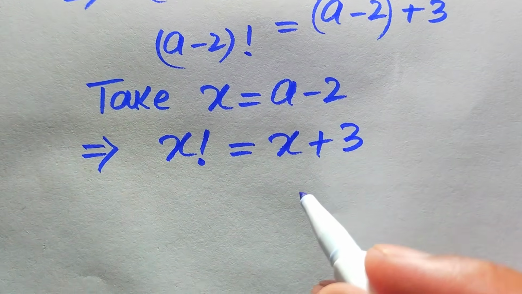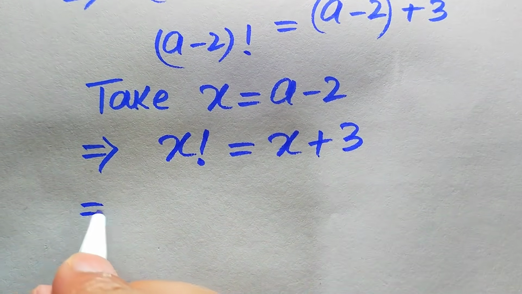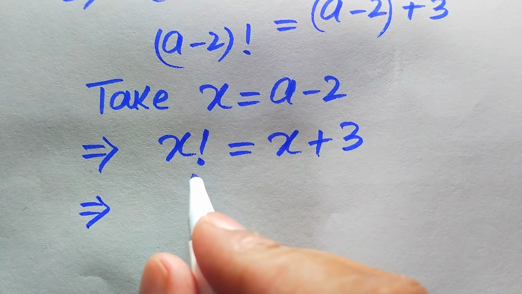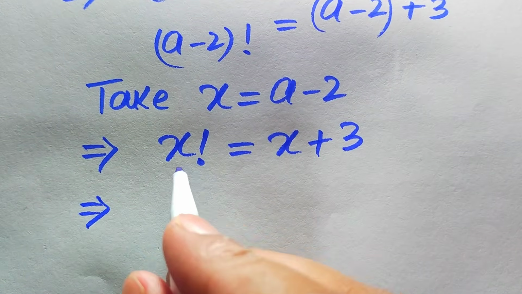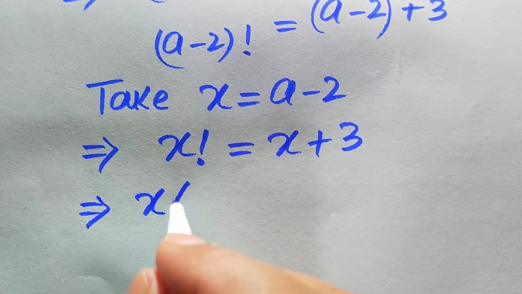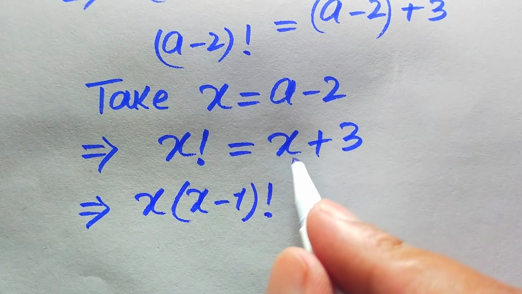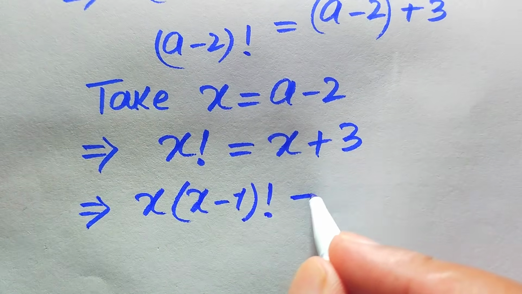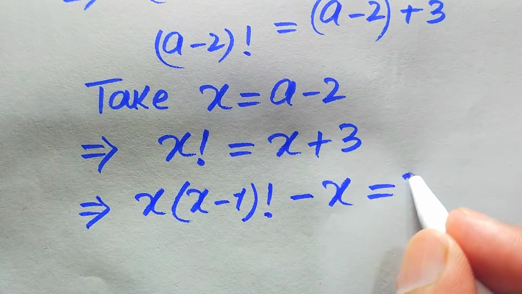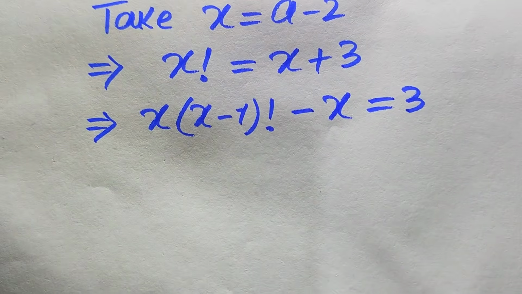Here we again use the definition of factorial on the left hand side. You know that x factorial is equal to x times (x minus 1) factorial, and here we move this x to the left hand side and it becomes minus x, and this whole equation is equal to 3.